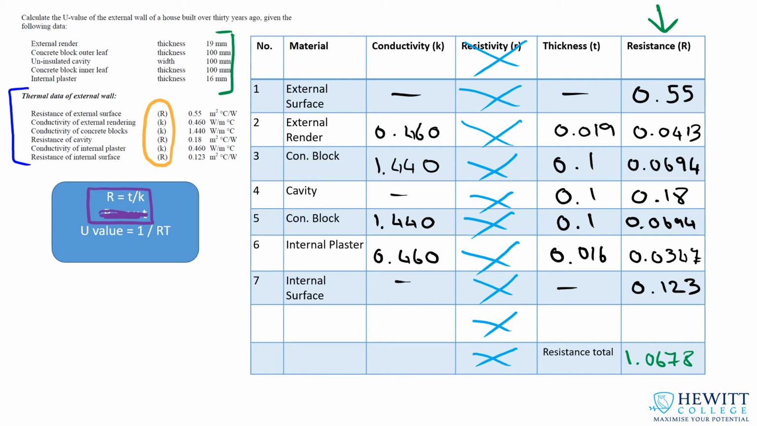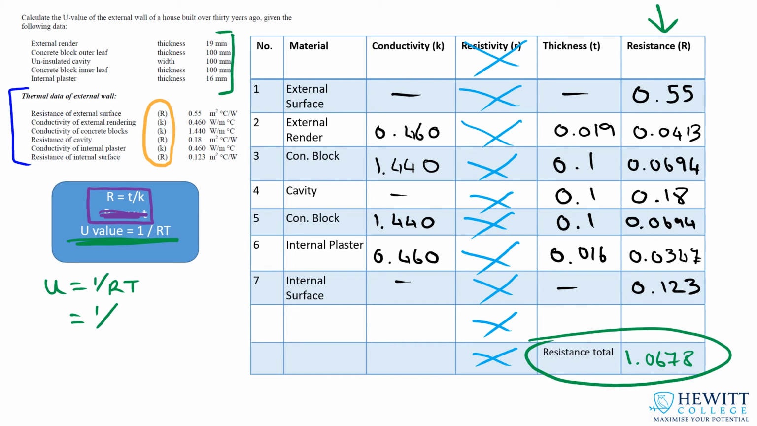So with that we have the total resistance. What we have to do now is find the actual U value. We have the U value formula over here: U value equals 1 over RT. That equals 1 over the resistance total, which is here, so that's 1 over 1.0678. When we put that into the calculator, you should get 0.936, and that's watts per meter squared Kelvin.